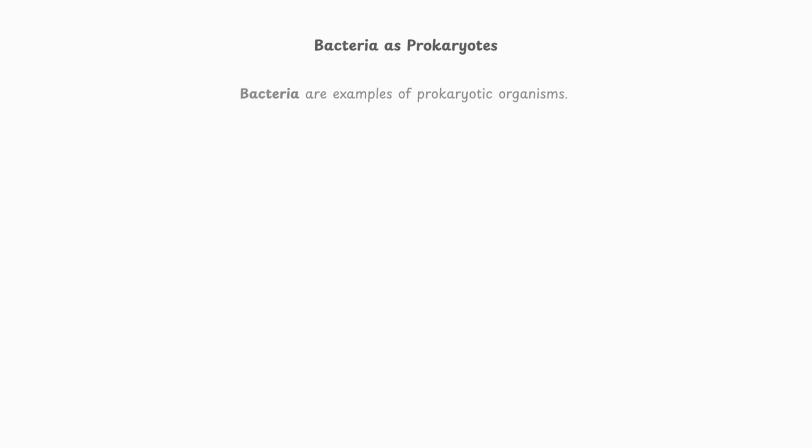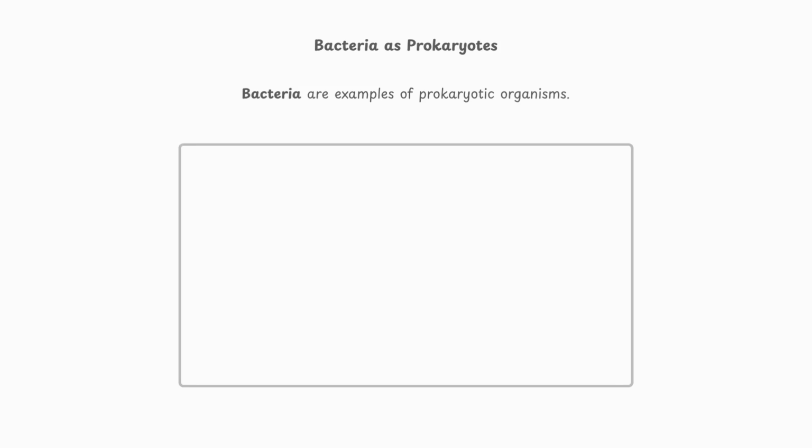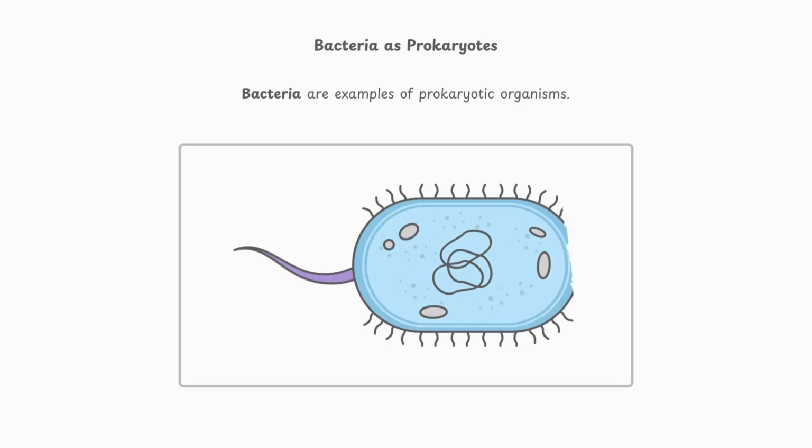So, one common example of a prokaryote is bacteria. Bacteria are single-celled organisms with a simple cell structure. They do not have a nucleus, and their genetic material floats freely inside the cell.